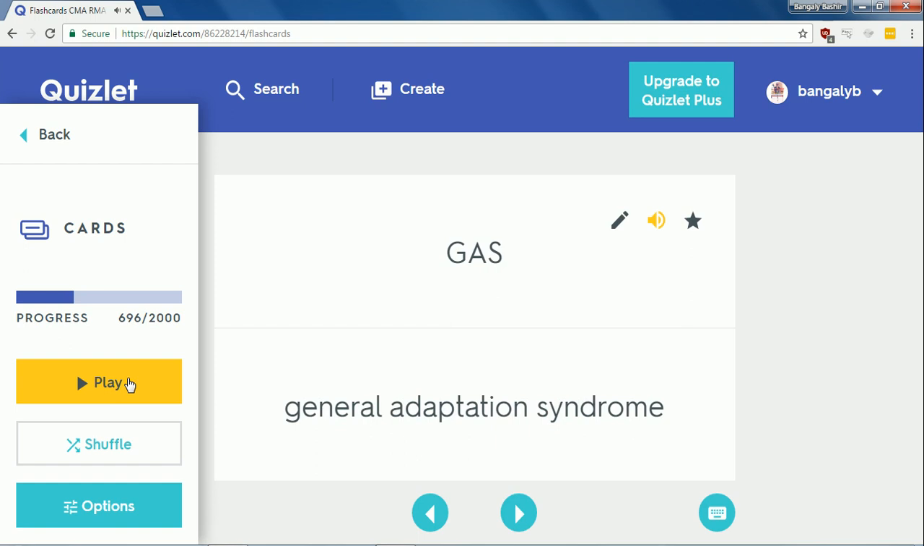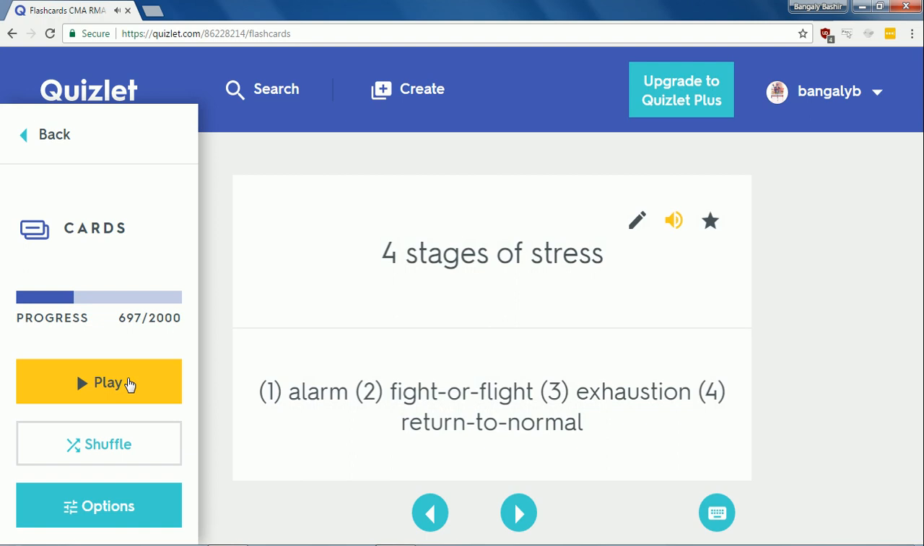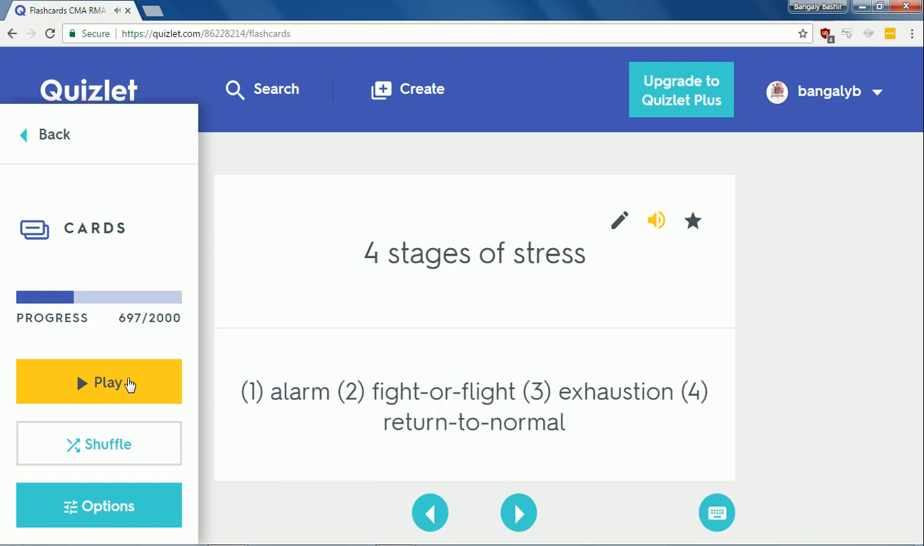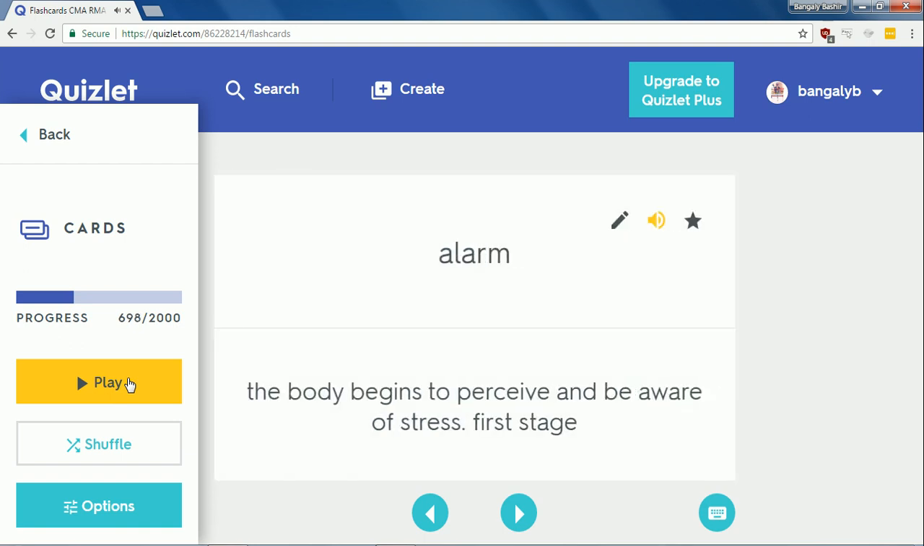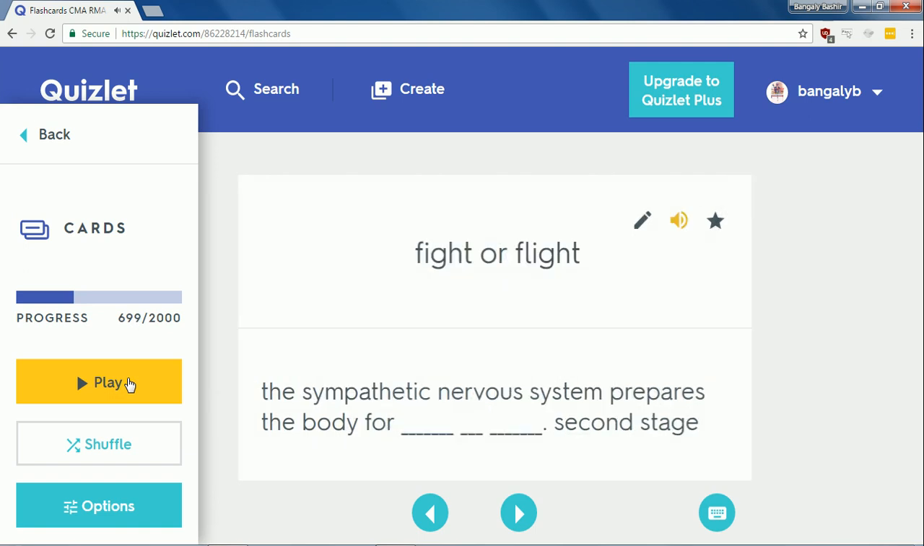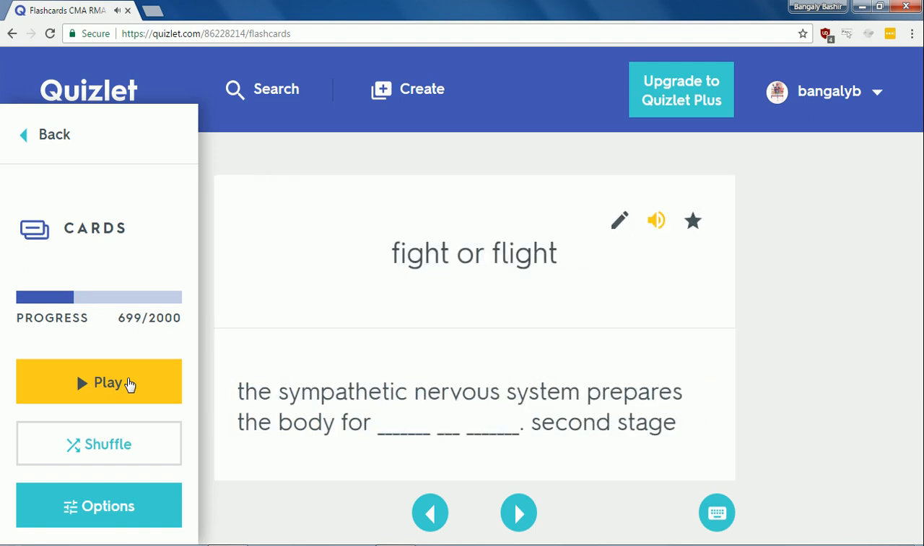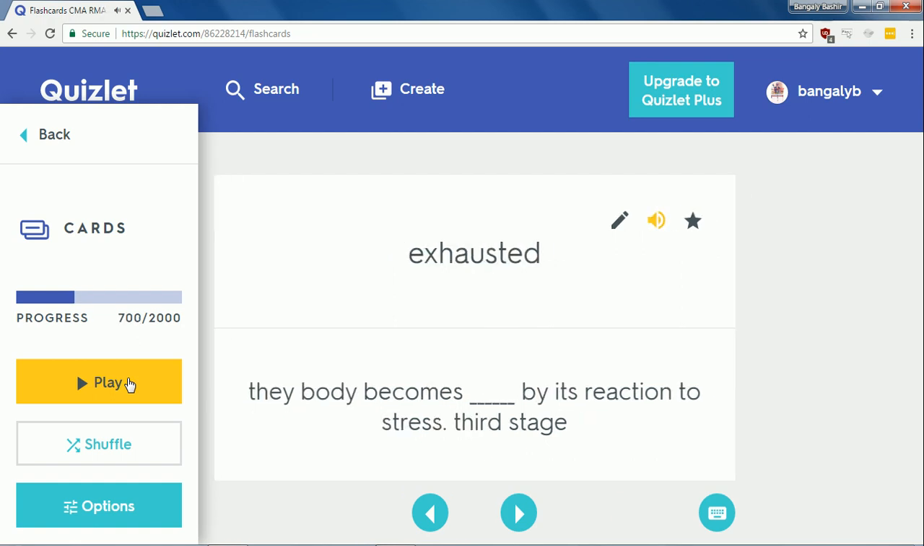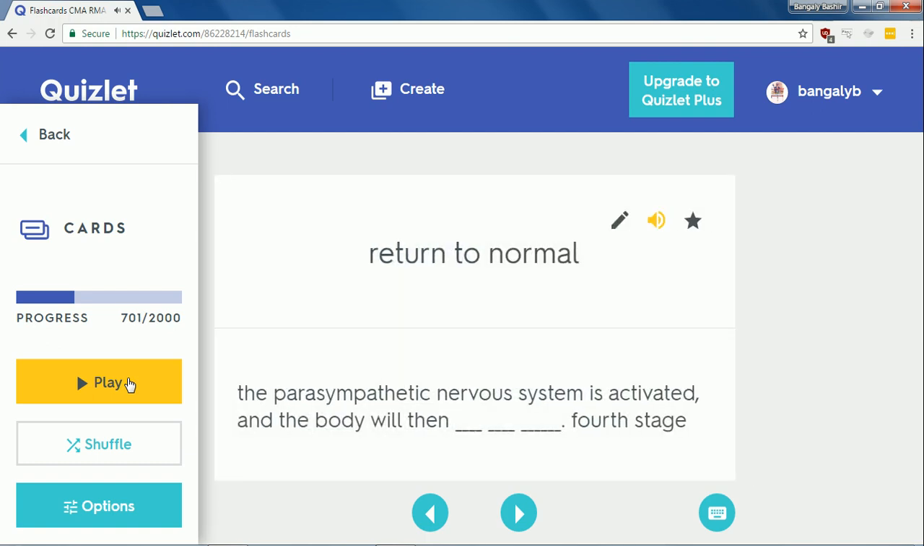GAS. General Adaptation Syndrome. Four stages of stress. Alarm, fight or flight, exhaustion, return to normal. Alarm. The body begins to perceive and be aware of stress. First stage. Fight or flight. The sympathetic nervous system prepares the body for blank blank. Second stage. Exhausted. The body becomes blank by its reaction to stress. Third stage. Return to normal. The parasympathetic nervous system is activated and the body will then blank blank. Fourth stage.